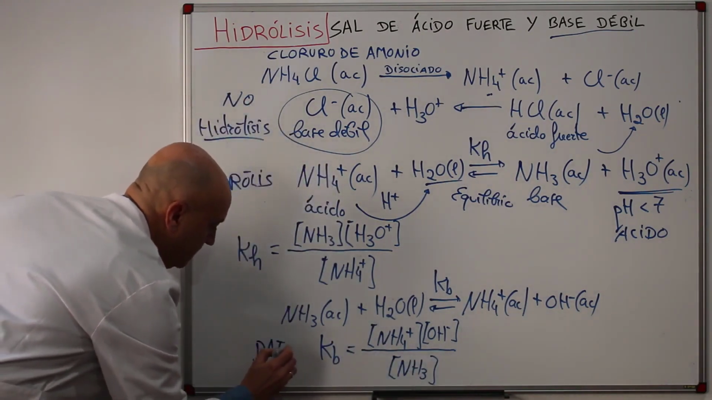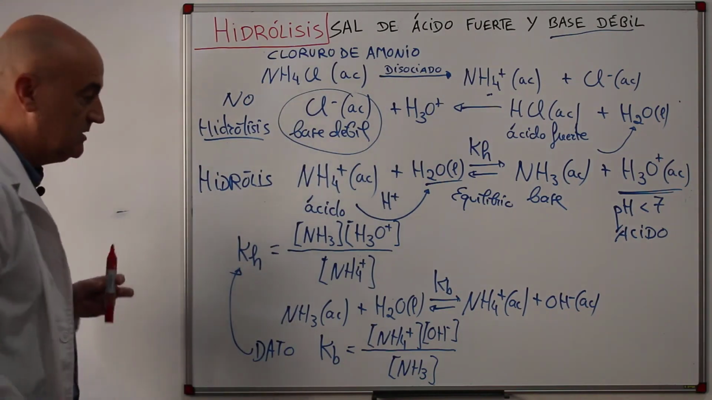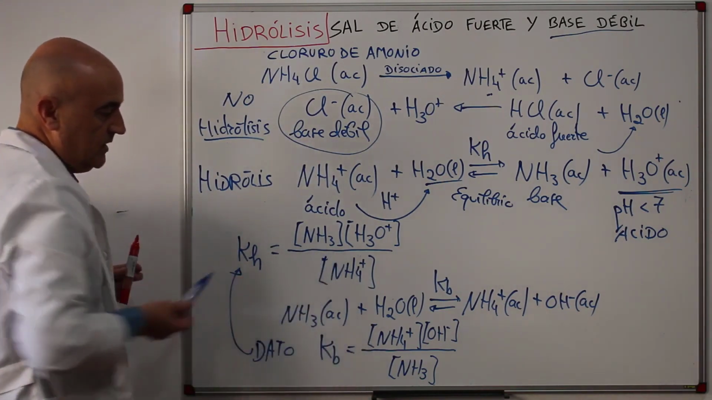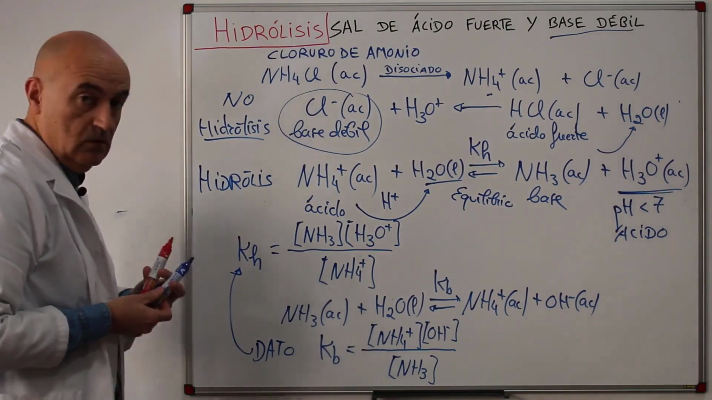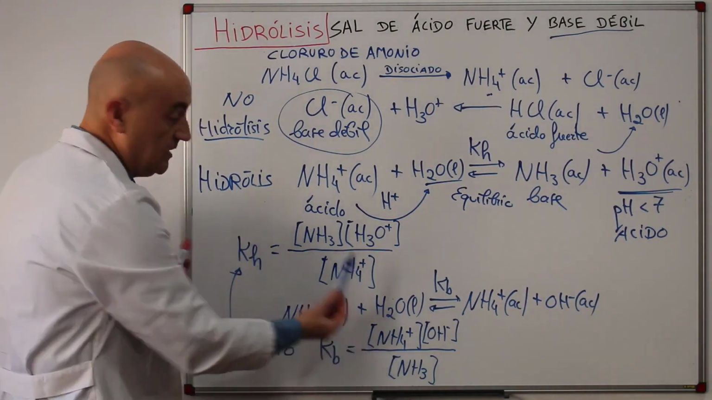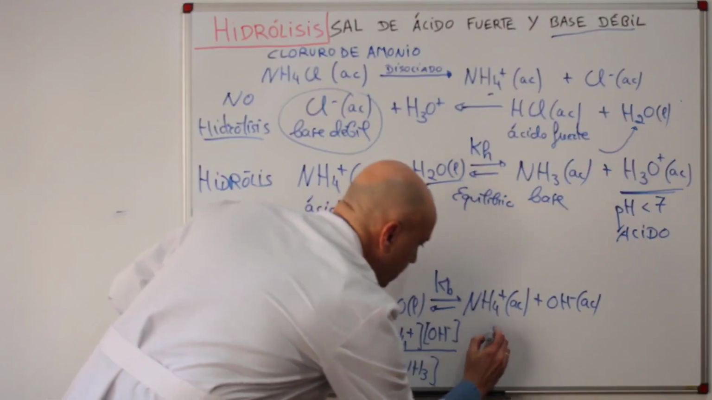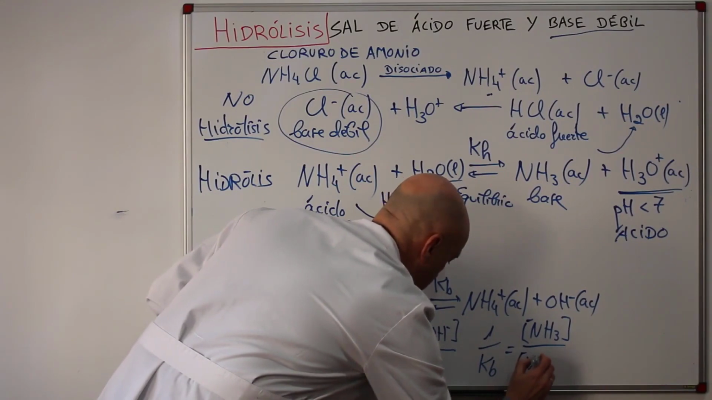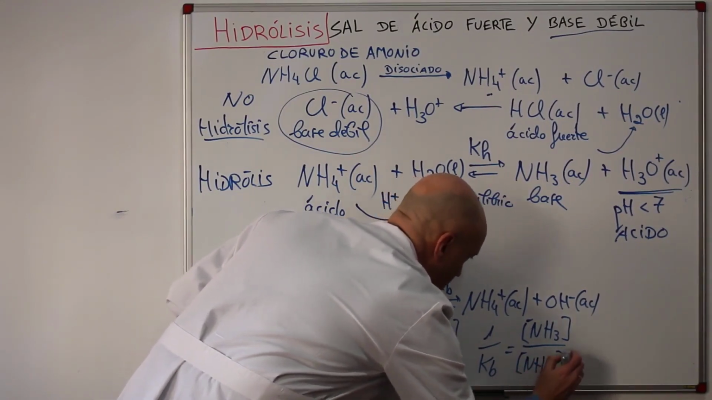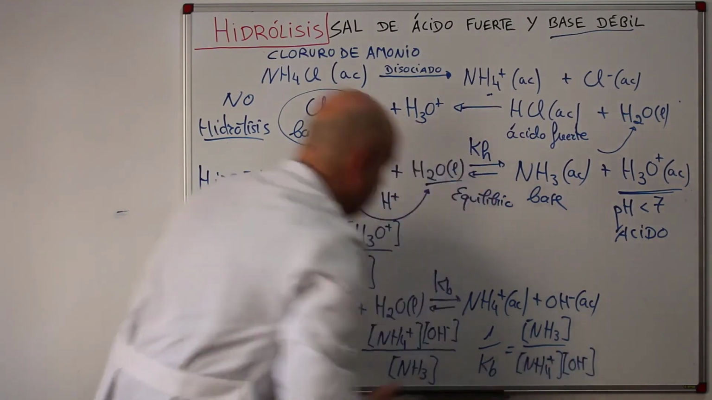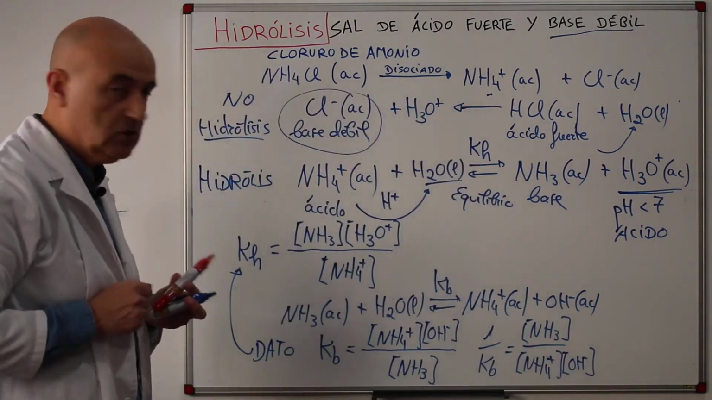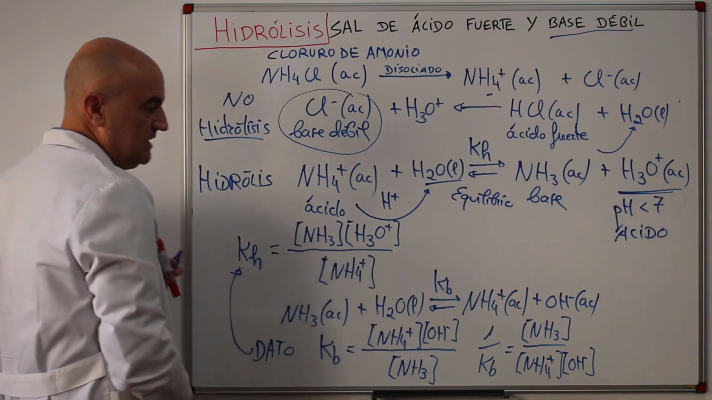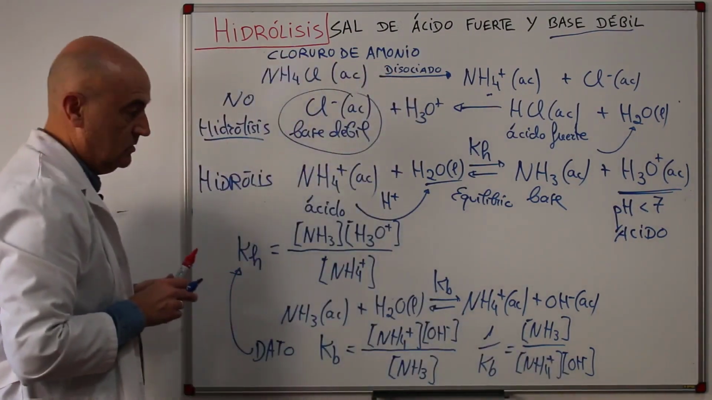This is the basicity constant, which is data from the problem. They will always give me the basicity constant, and with this, I will calculate the hydrolysis constant. If we compare this with the hydrolysis constant, it's similar, but not the same. Notice it's backwards. Therefore, if I take the inverse of the basicity constant, I will have the concentration of ammonia on top, and at the bottom the concentration of ammonium and the concentration of hydroxides. But it's not complete yet, because I have protons here and hydroxides there.